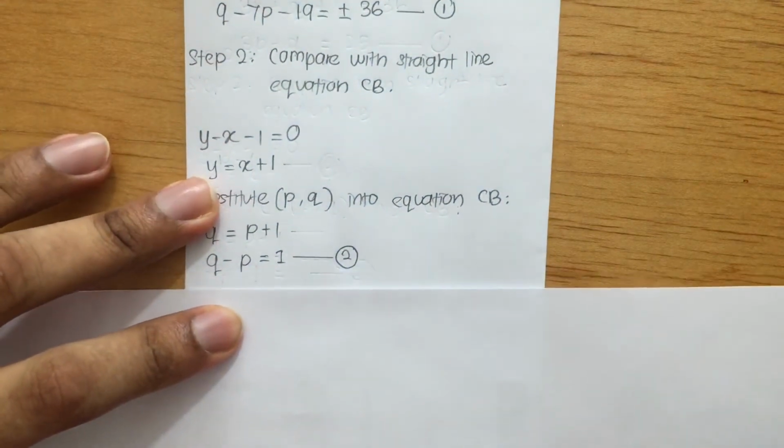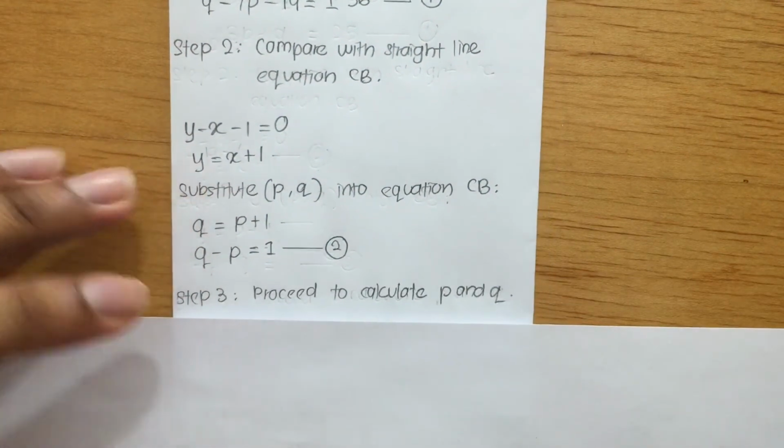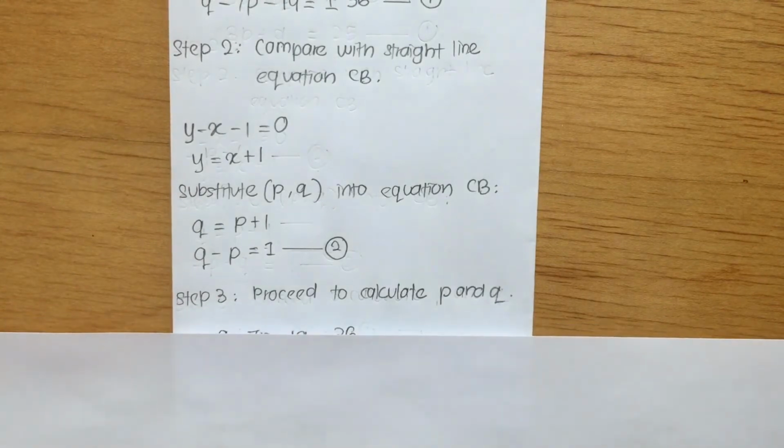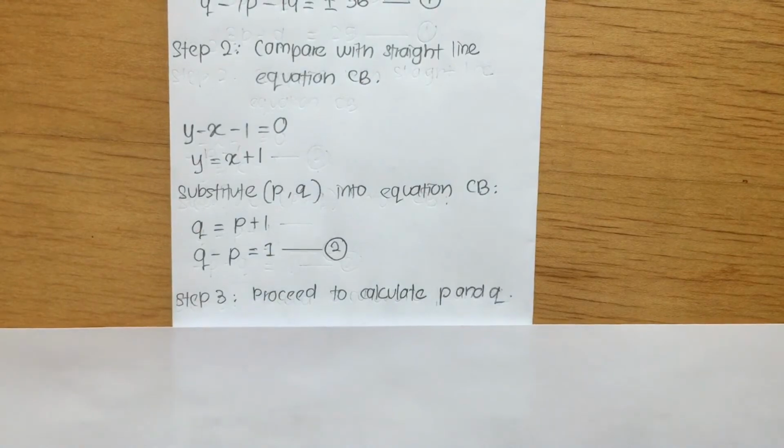Okay, proceed to the next step. So step 3, once you have the equations, now we can proceed to calculate the p and q. So how are you going to do that? We're going to use the elimination method.